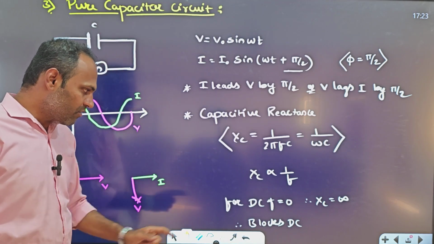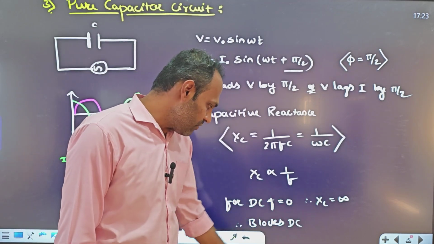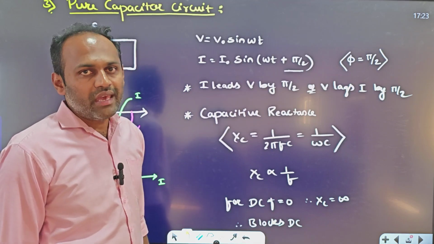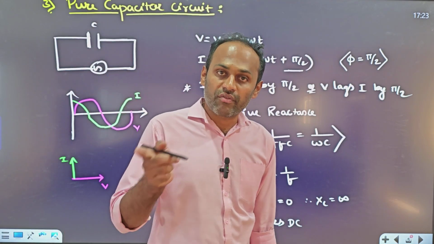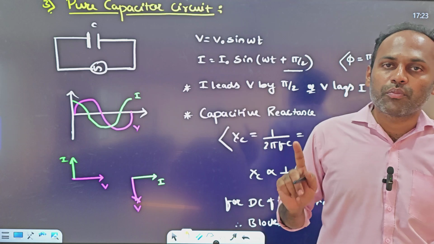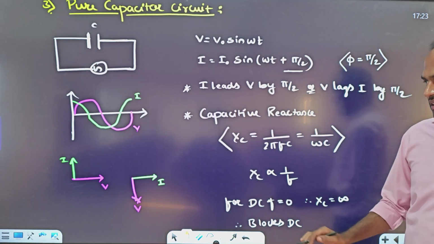So here we have written for DC, F equal to 0, so XL is equal to infinity. So this blocks DC. Inductor opposes high frequency AC, capacitor opposes DC. This you have to remember.